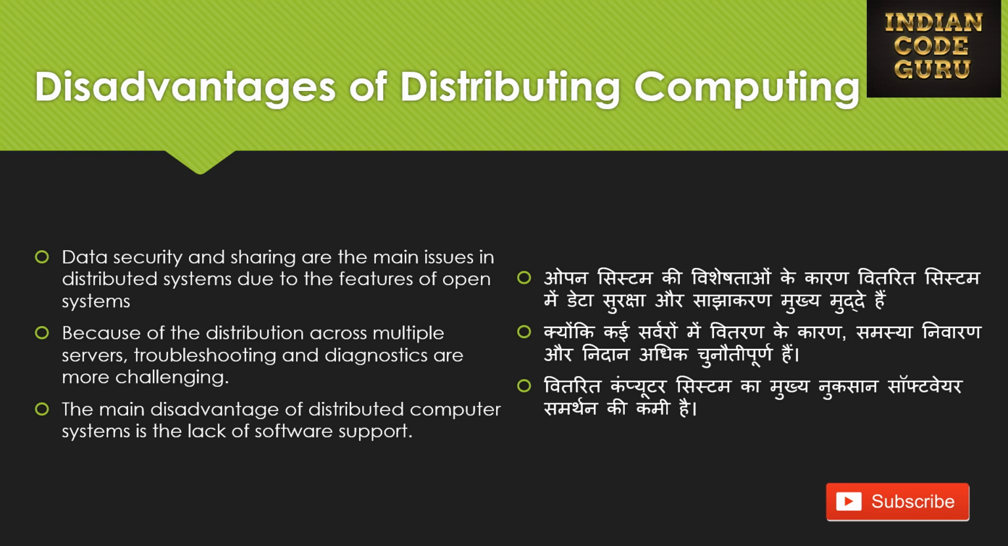Disadvantages of distributed computing. Data security and sharing are the main issues in distributed systems due to the features of open systems. Because of the distribution across multiple servers, troubleshooting and diagnostics are more challenging. The main disadvantage of distributed computer systems is the lack of software support.